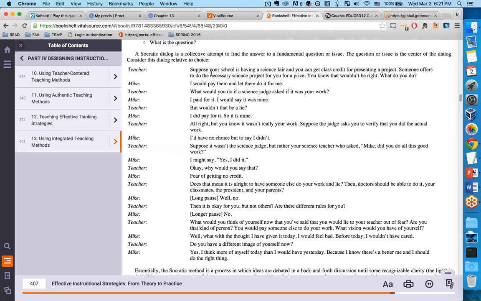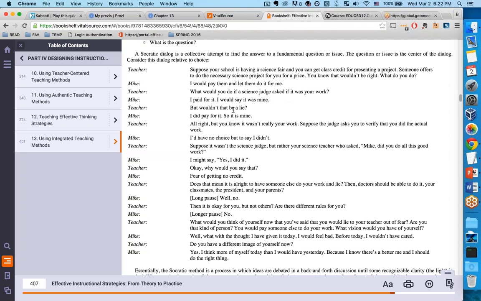Teacher says, suppose your school is having a science fair and you can get class credit for presenting a project. Someone offers to do the necessary science project for you for a price. You know that wouldn't be right. What do you do? The student says, I would pay them and let them do it for me. Then teacher says, what would you do if a science judge asked if it was your work? Mike says, I paid for it. I would say it was mine.